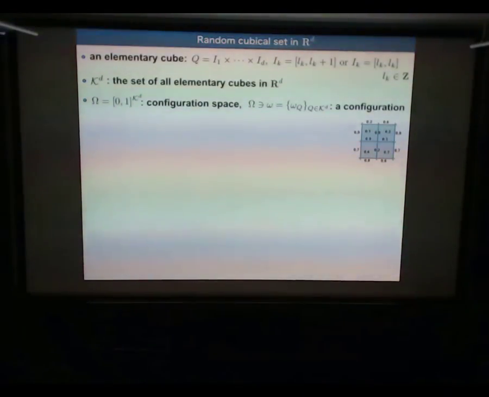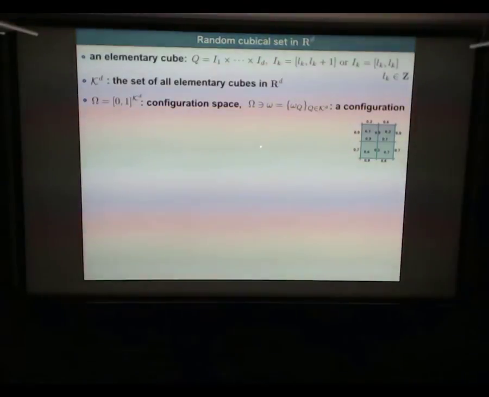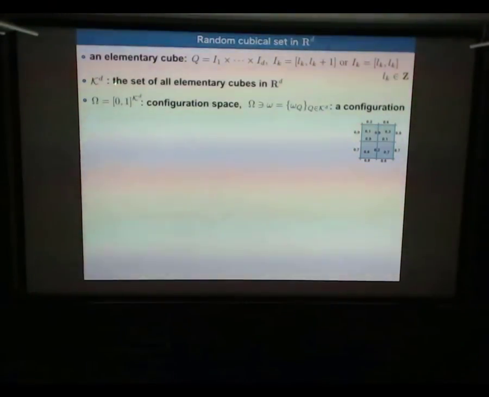First of all, let me introduce several notations in this first part. So we consider a cubical set, a random cubical set in R^d, d-dimensional Euclidean space. So d in this talk always means the dimension of the background space, the phase space. And an elementary cube, usually denoted by Q, is defined by the product of d intervals, each with length 1 or length 0. So the dimension of the cube can range from 0 to d. And let me denote by K_d the set of all elementary cubes in our space.